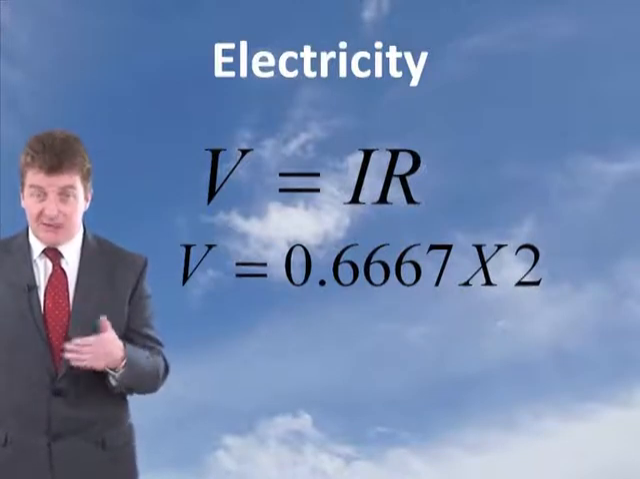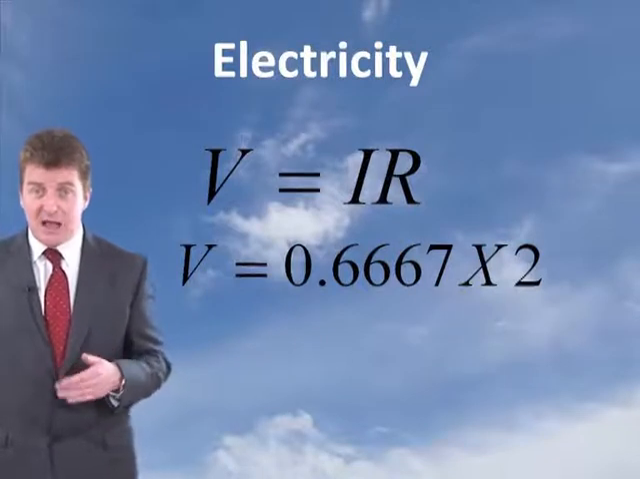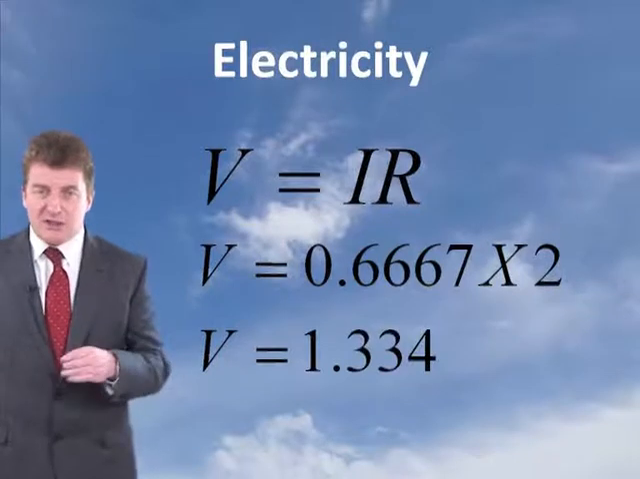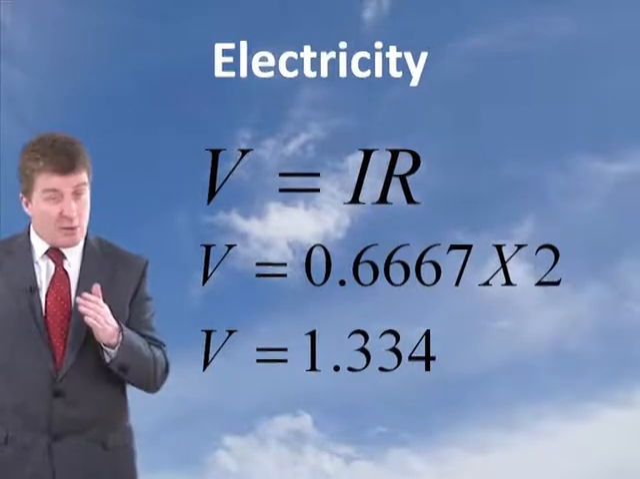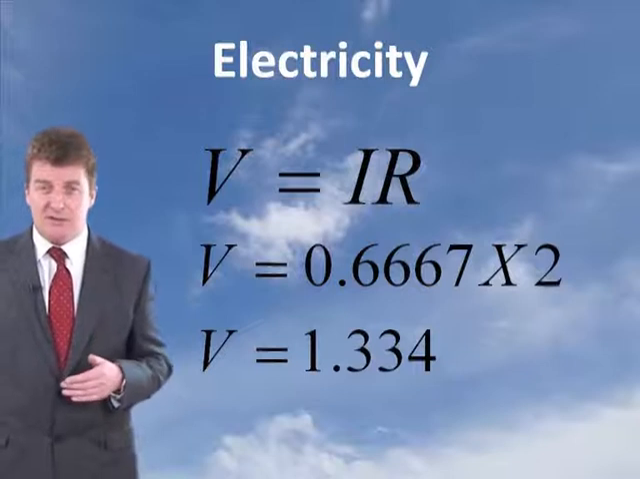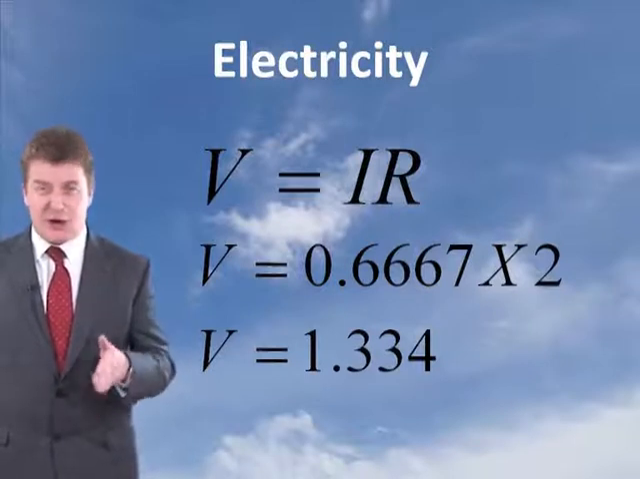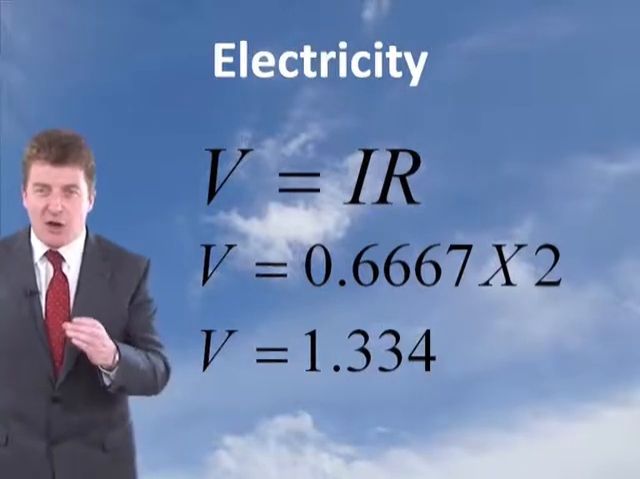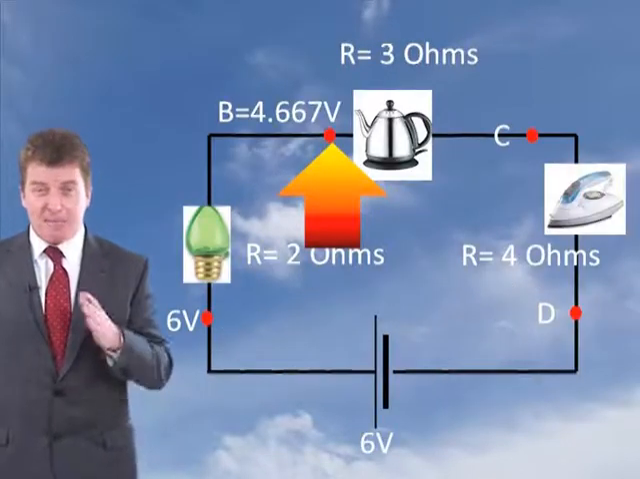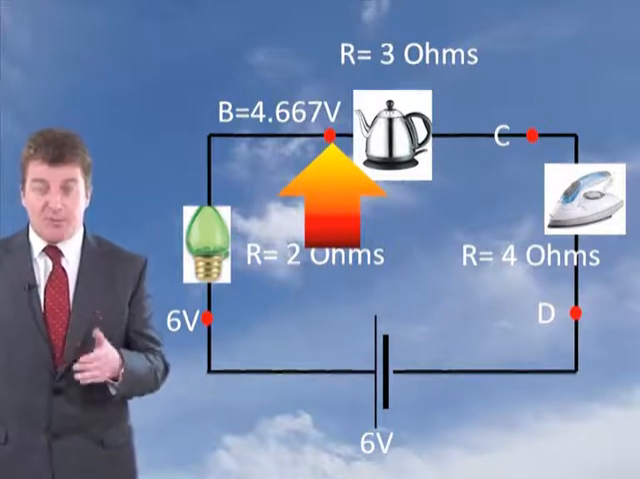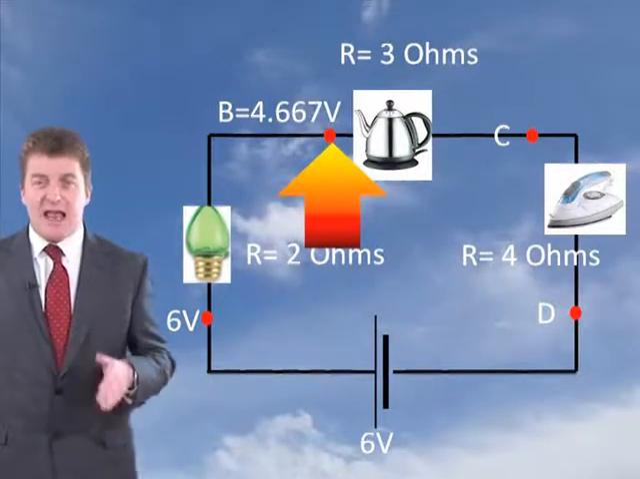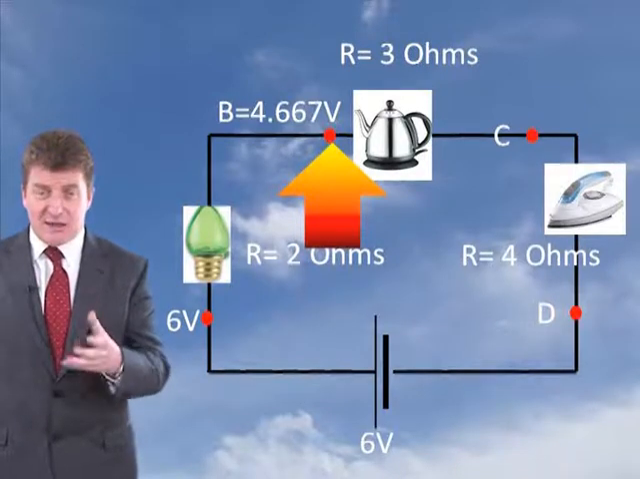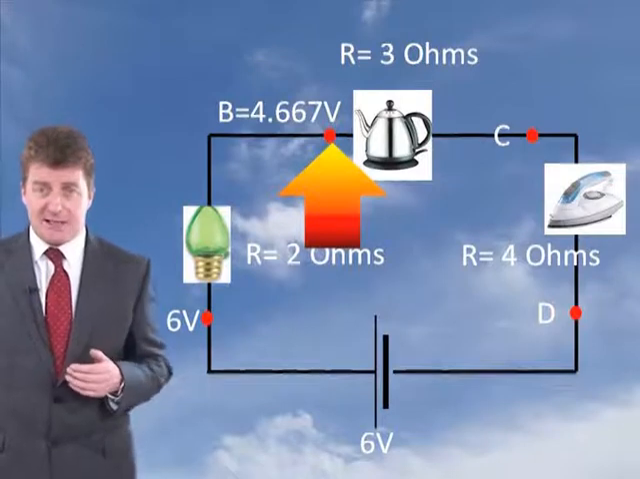So put in the resistance of the light bulb, and the voltage drop would be 0.6667 times 2, so the voltage drop across that point would be 1.334 volts. So 1.334 volts of the total potential would be used up forcing the electricity through the light bulb. Therefore, the voltage at point B would be 6 minus 1.334, which is 4.6666 volts. If you put a voltmeter there, you would get a voltage of 4.66 volts.